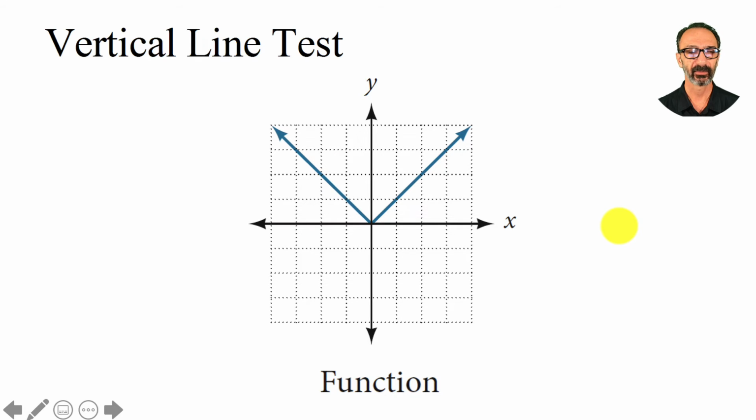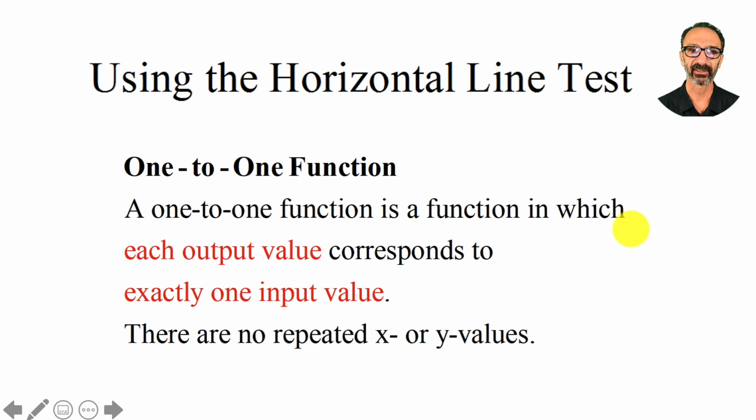Using the horizontal line test. The horizontal line test is not the vertical line test. We use a vertical line test to determine if a relation is a function or not. We use the horizontal line test to see if we can inverse or invert the function.